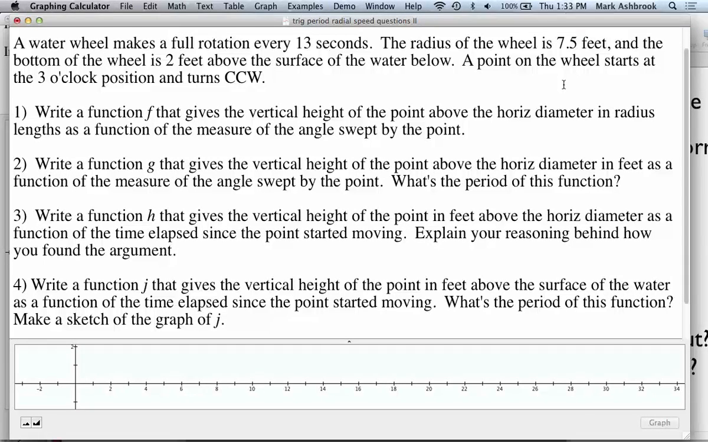So the water wheel makes a full rotation every 13 seconds. The radius of the wheel is 7.5 feet, and the bottom of the wheel is 2 feet above the surface of the water.